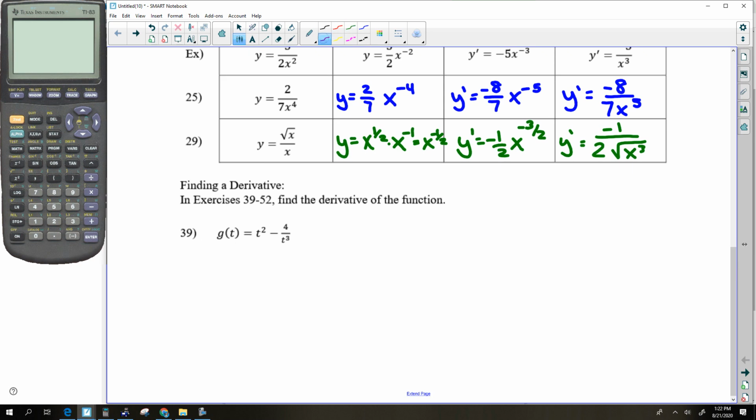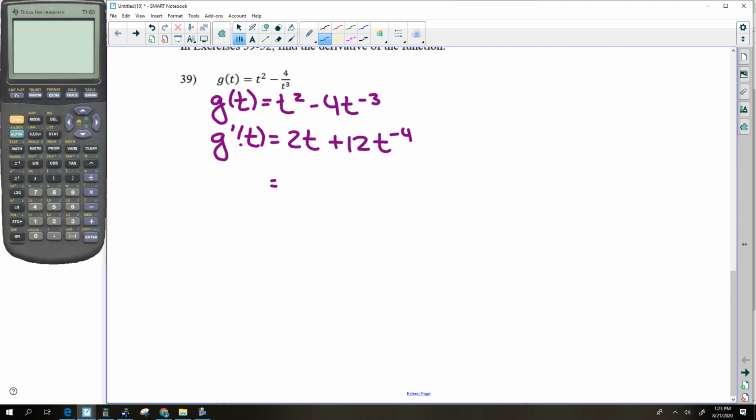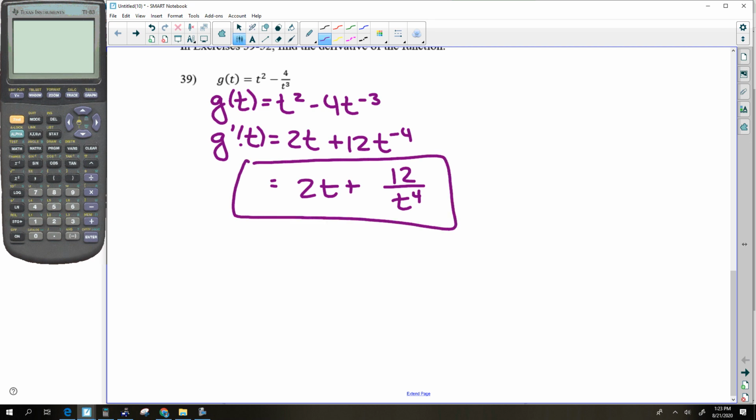Find the derivative of the function. Okay, so again, rewrite it. Then take the derivative of it. Okay, so I'm pretty happy with that one. So this is 2t plus 12t. Because that's how the original problem looked, I'm assuming that's what they want.